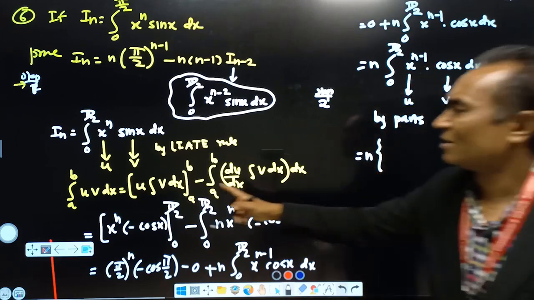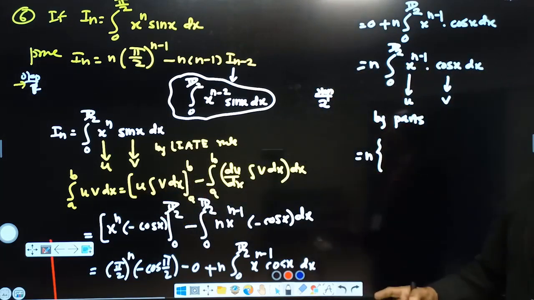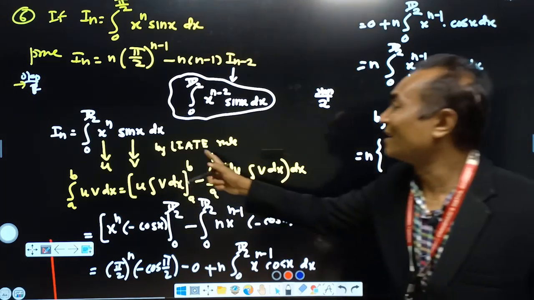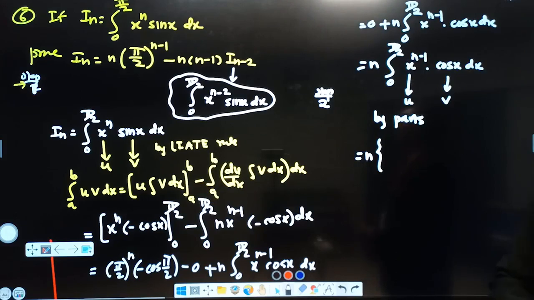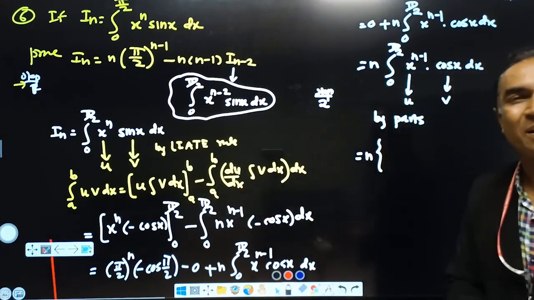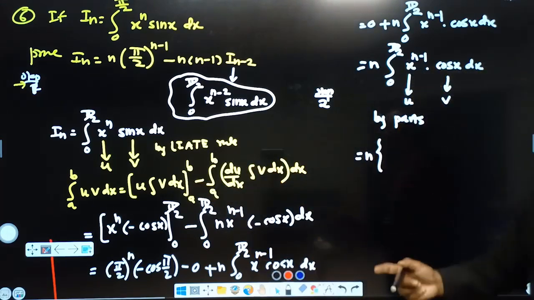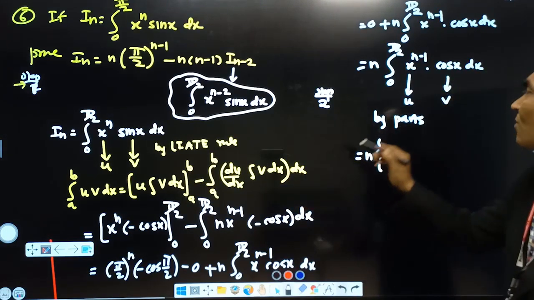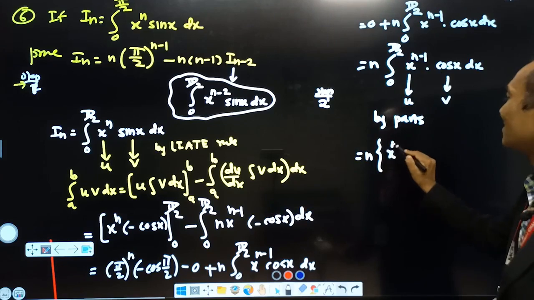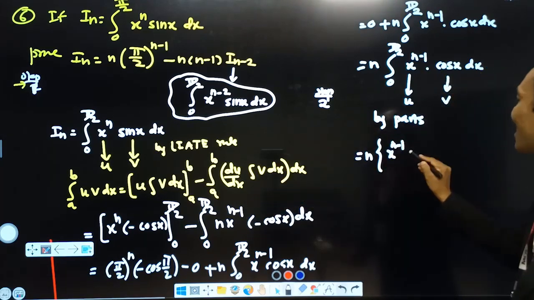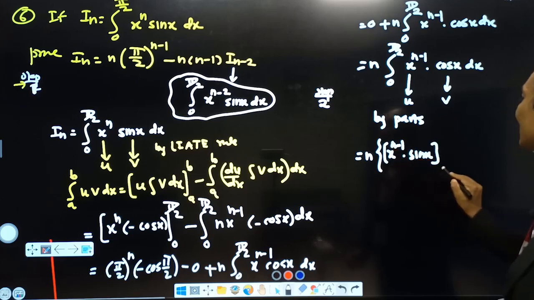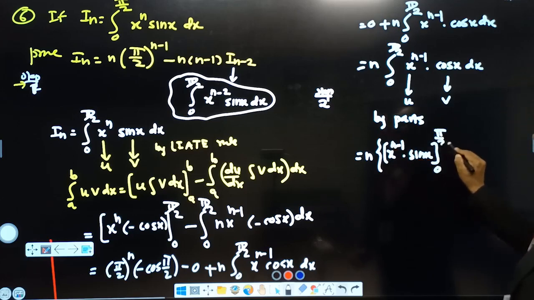Tell me, what is u? x raised to n minus 1. Integration of v: what is integration of cos? Sin, range 0 to pi by 2, minus 0 to pi by 2. Derivative of u, derivative of x raised to n minus 1. Integration of v, integration of cos. See, u is x raised to n minus 1, integration of cos is sin, range 0 to pi by 2.